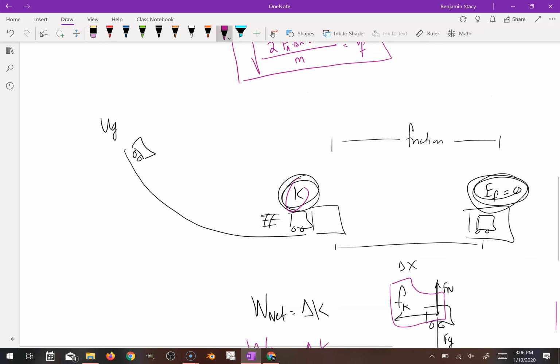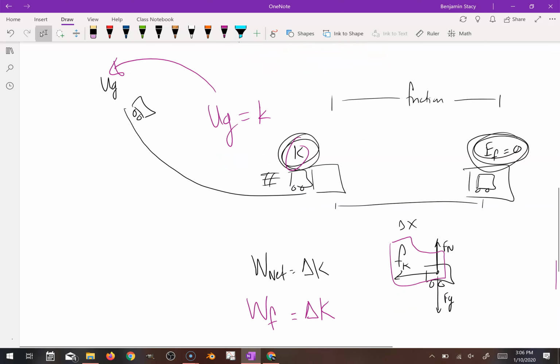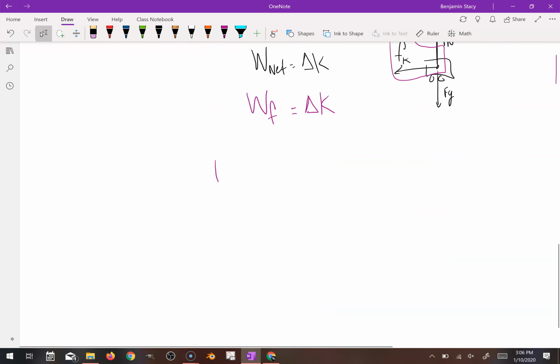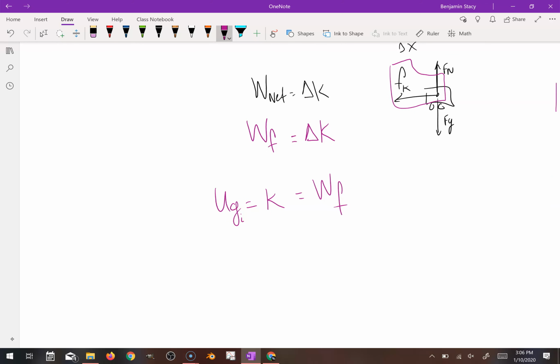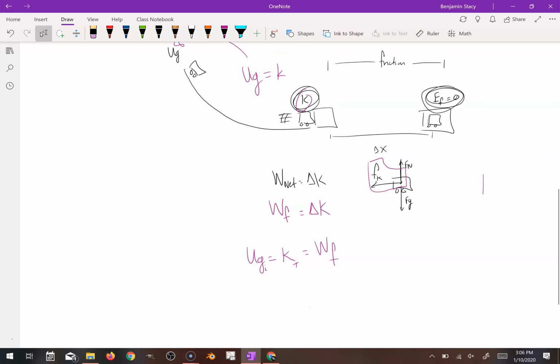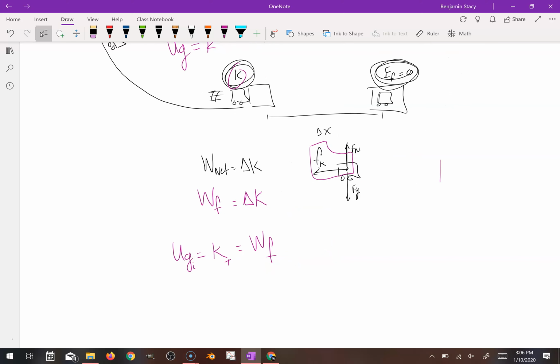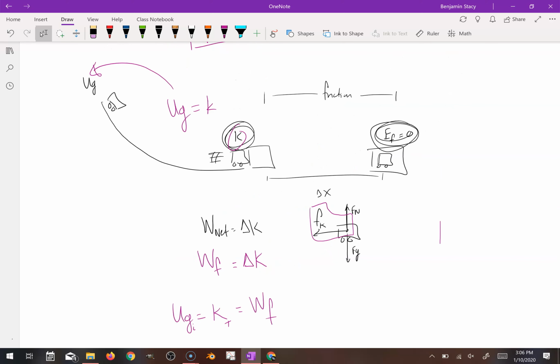But our kinetic energy must be equal to the original amount of gravitational potential energy we had up here, by conservation of mechanical energy. So really we could write Ug is equal to K is equal to the work done by friction. This is going to be Ug initially, K when it reaches the end of the track, which I'll call T for the track, K at the track, and then W, work done by friction, removes all that energy from the system. All that energy is dissipated.